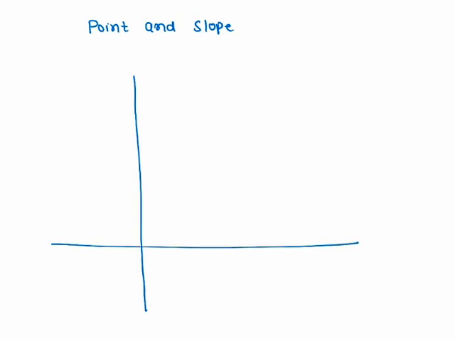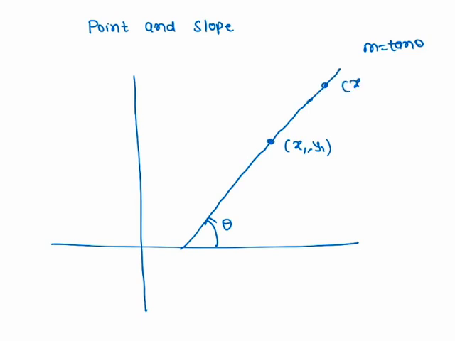Next type is point and slope form. In this one, if point is given x1 comma y1 and slope is given, that means m equals tan theta. So theta is the angle made by the line with positive direction of x-axis in anti-clockwise direction. So this angle is given theta. Now we can take one variable point on this line, x comma y. So x comma y will move on this line.